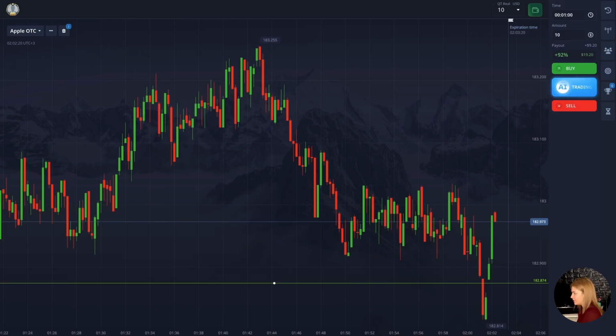Guys, we can see how the price breaks through the support level and starts to grow impulsively. After that, a red candle is formed, and nevertheless, the price behavior in the area of the support level allows us to assume that an upward movement will be expected in the near future. And I'm going to open a deal for 2 minutes to buy.